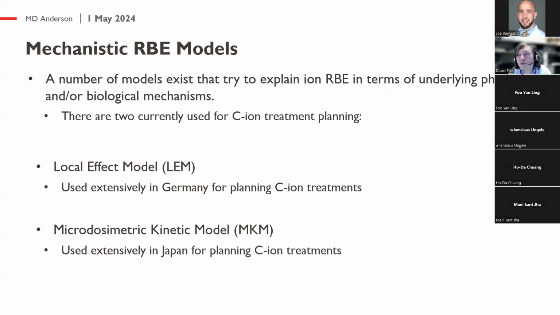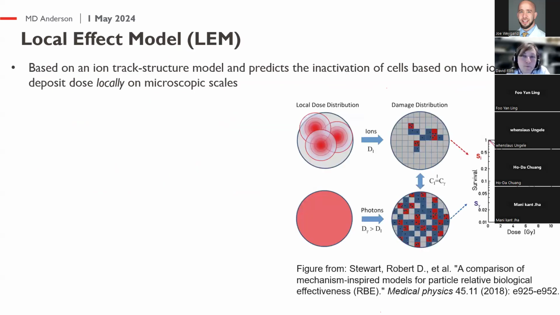But they are compatible with protons because they're making arguments about ionization density of ions, and they just need to be implemented for a proton setting if you wanted to use them. All right, so to begin with, the local effect model was originally based on an ion track structure model. At a very high level, what it's trying to do is predict cell killing based on how ions deposit dose locally according to the track structure of the ions. And that's how it gets the name local effect model, because it's looking at local effects.